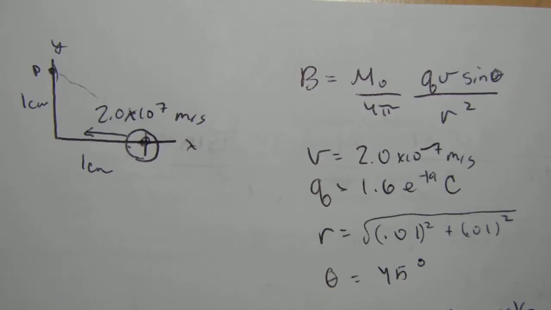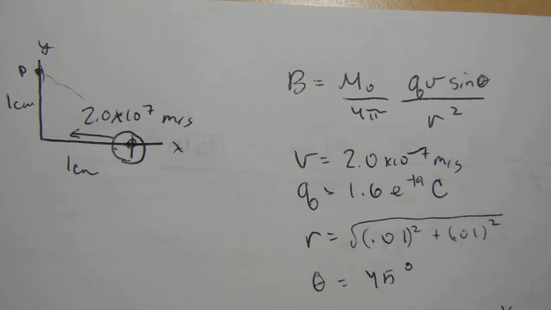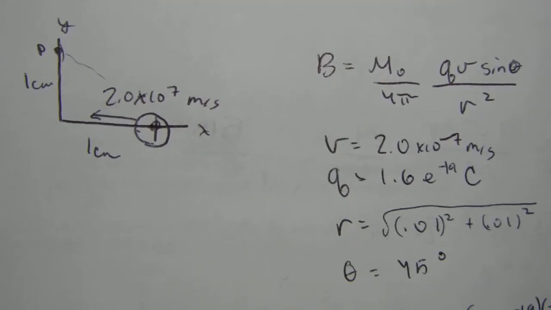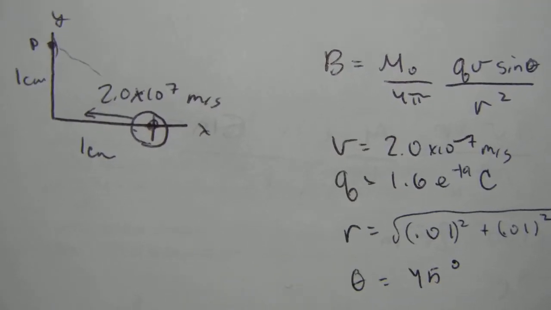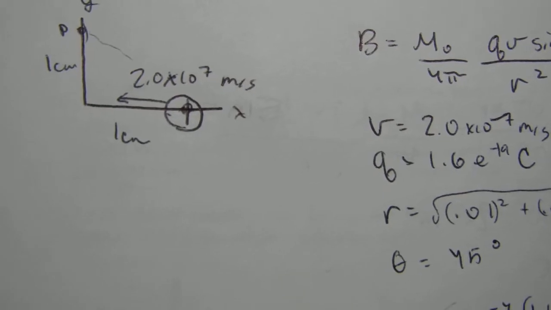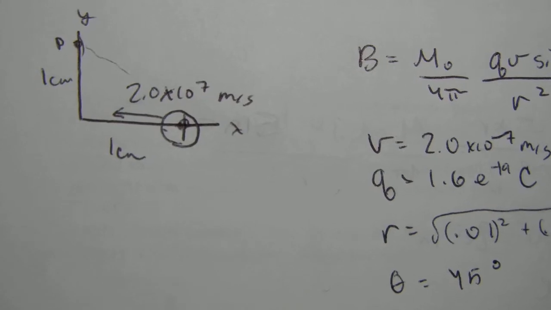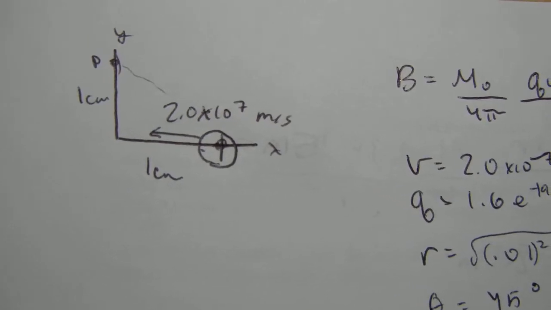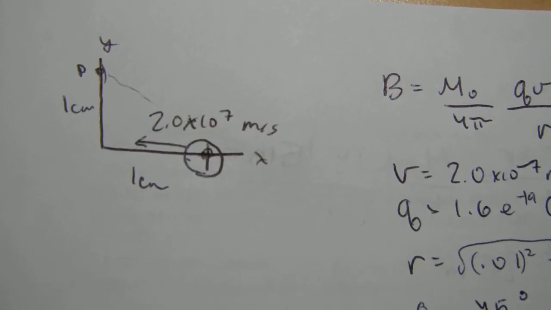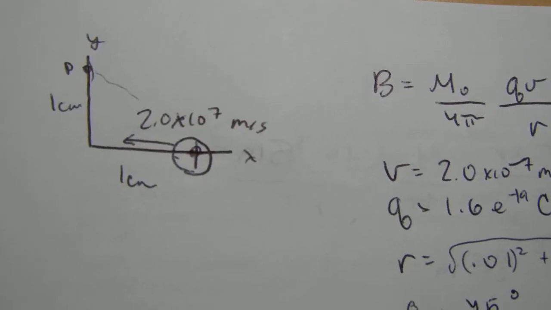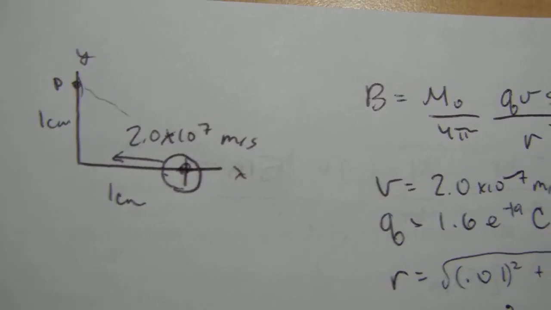Okay, this problem is problem number 33, or chapter 33.5, and we're trying to find the magnetic field strength and direction at point P, or the dot in the question. And basically we have a proton moving left at 2.0 times 10 to the 7th meters per second. And we have a point P where we're trying to find the B field, or magnetic field strength, and direction. So we have our dimensions of 1 centimeter by 1 centimeter. Don't forget to change those back into meters.